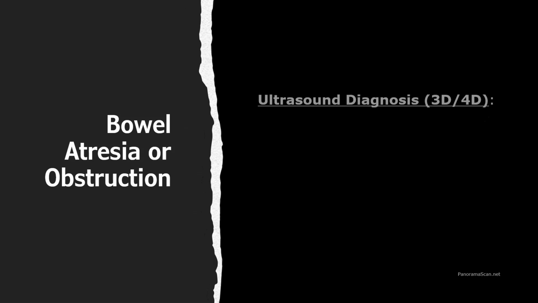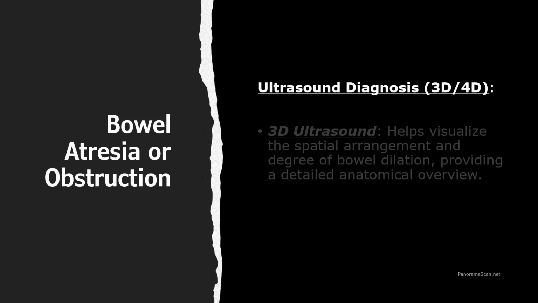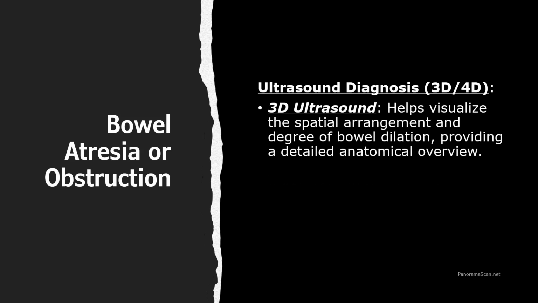Ultrasound plays a crucial role in diagnosing bowel atresia or obstruction, and 3D and 4D imaging provide additional insights. 3D ultrasound helps in visualizing the spatial arrangement of dilated bowel loops, offering a more detailed anatomical overview. This can assist in differentiating between different types of atresia and evaluating the extent of the obstruction.